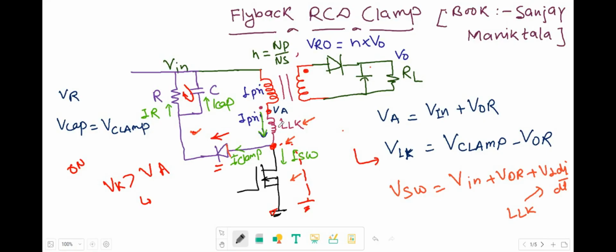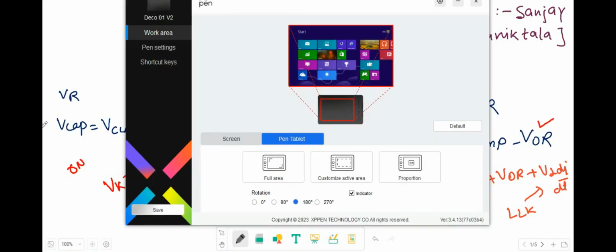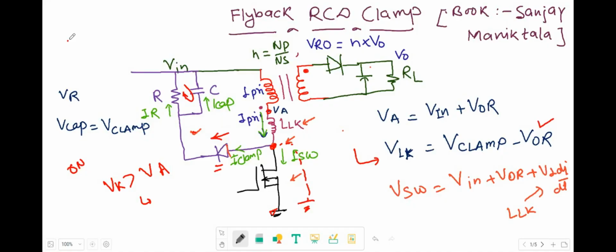Your clamp voltage is always greater than your reflected voltage. You should have your clamp voltage always greater than your reflected voltage, right? So your leakage voltage is going to be V clamp minus V reflected. So we are going to understand now how you're going to calculate the value of R and C by using this expression and some theoretical analysis.